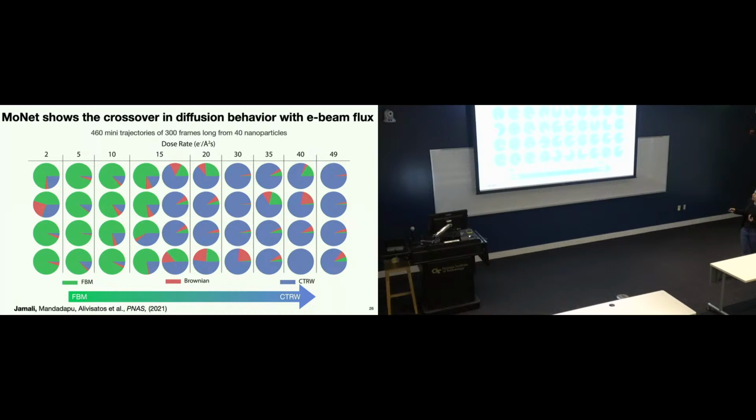So each pie chart here is showing the average behavior for each nanoparticle. In total, we looked at 40 nanoparticles. We collected a lot of trajectories from these, but we chopped them into pieces, and I'm going to talk about why this is useful in a second. And then we reported an average behavior for all pieces from that nanoparticle. So 40 pie charts total.